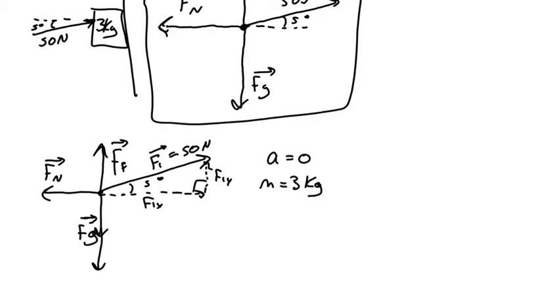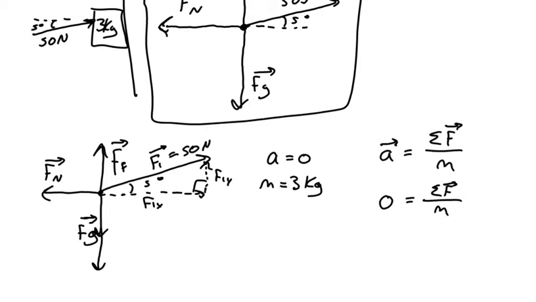Sometimes you end up wasting your time doing that if it turns out that you didn't need to solve for every one of those components. So instead, I'm going to start by writing out Newton's second law equation. Acceleration is equal to the net force acting on an object divided by the object's mass. And since my acceleration is 0, I can write 0 is equal to the net force divided by the mass.